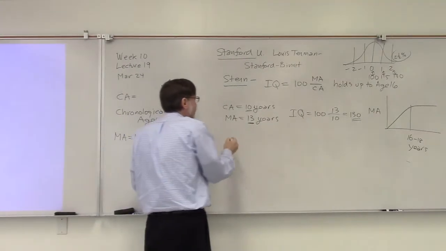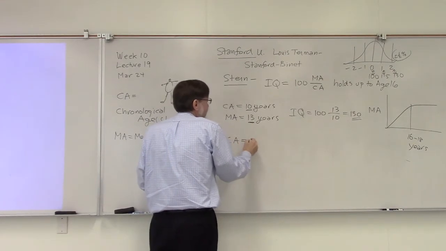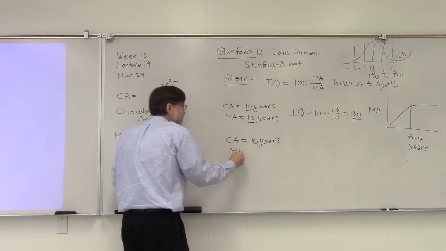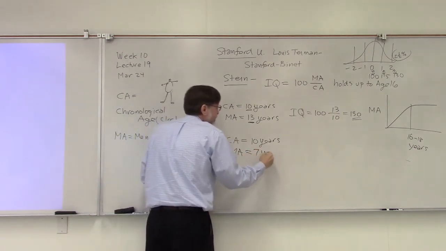And suppose the person has a chronological age of 10 years, but their mental age is 7 years.